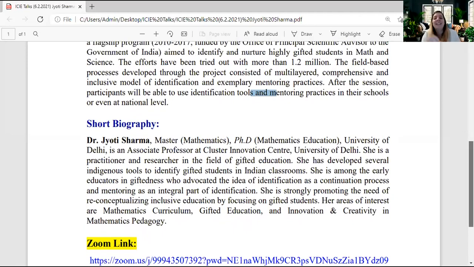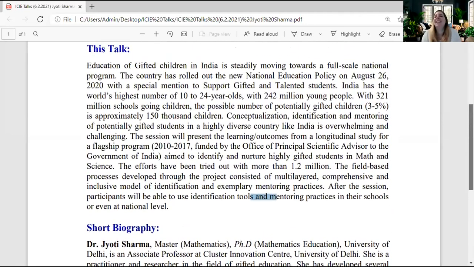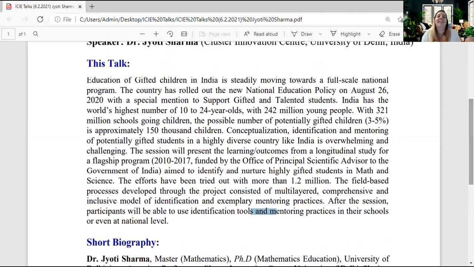Also with us tonight is Professor Taysir Yamin. He is a General Director of International Center for Innovation in Education, and he will introduce today's workshop.